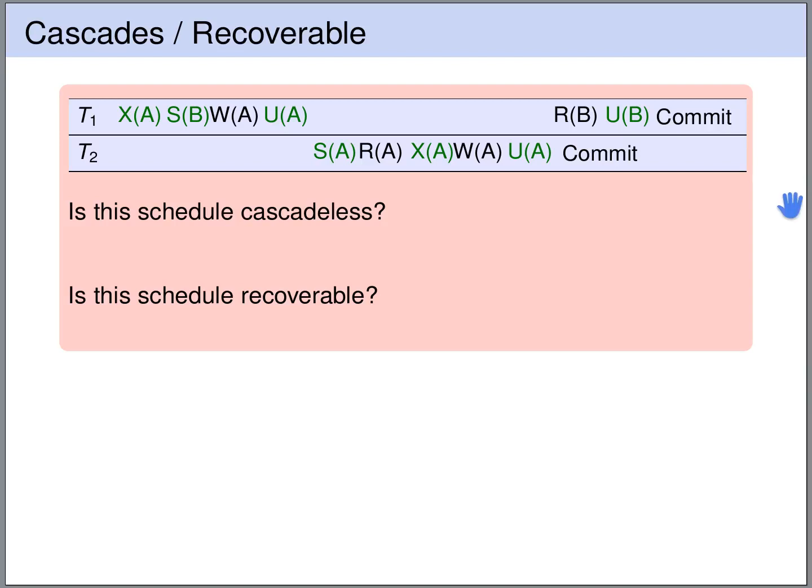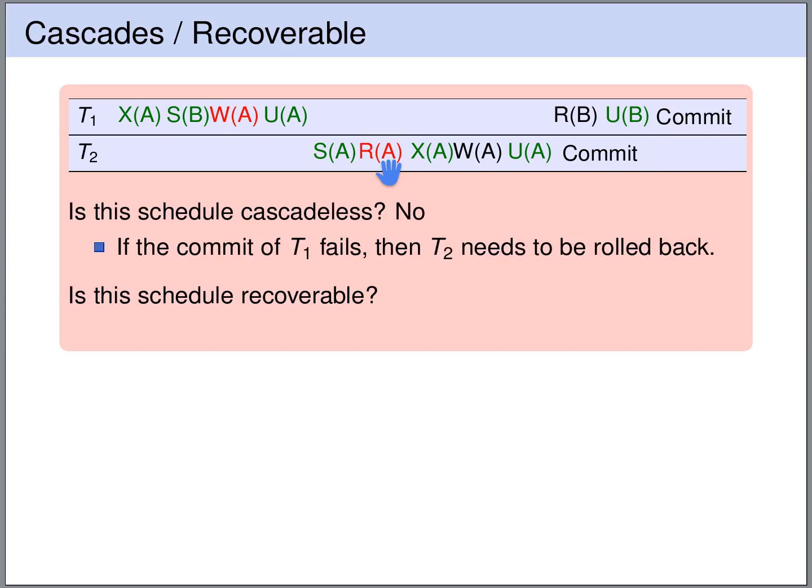Let's have a look at the schedule shown on the slide and let's determine whether the schedule is cascadeless or recoverable. So here we have a read of a value A, and this value A has been produced by the transaction T1. This read is not delayed until after the commit of T1, so the schedule is not cascadeless. If T1 is aborted, then also T2 needs to be rolled back.